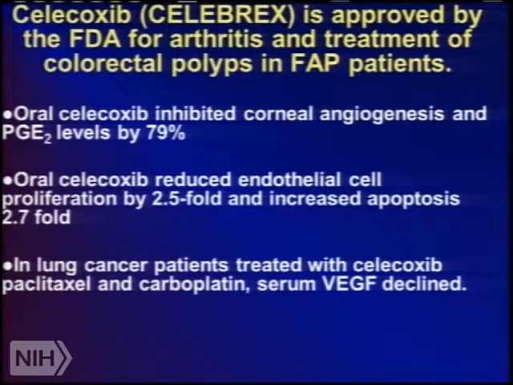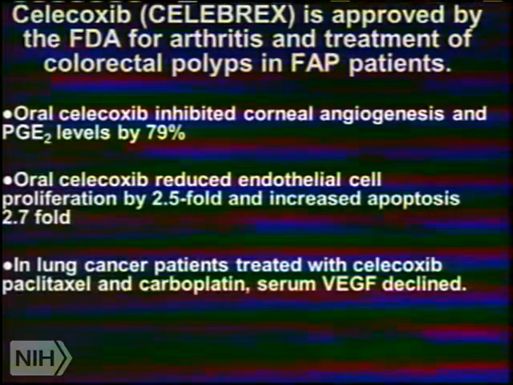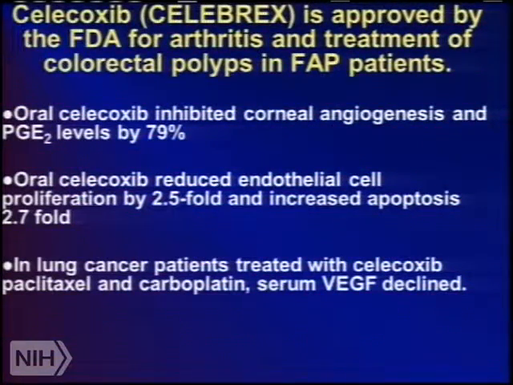Celecoxib, in animal models, reduced PGE2 levels by 80%, and it reduced endothelial cell proliferation as a result of reducing the VEGF in the cells. And in lung cancer patients treated with celecoxib and chemotherapeutic agents, Taxol and carboplatin, the serum VEGF declined. So in turn, there was less angiogenesis of the tumors.